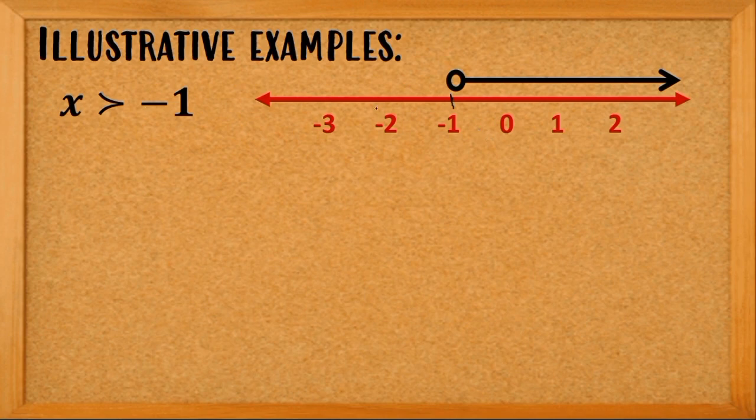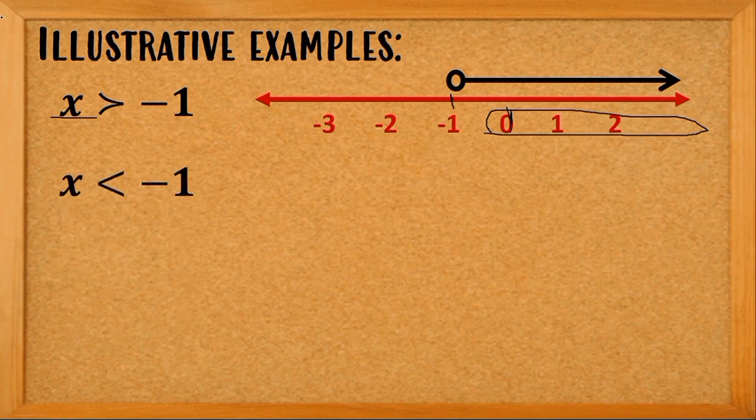So one would be 0. If you will substitute 0 to this, 0 is greater than negative 1. That is true because 0 is really greater than negative 1. And all numbers on the right side of negative 1 are all greater than negative 1. Therefore, all numbers found on the right side of negative 1 are considered a solution of x is greater than negative 1.